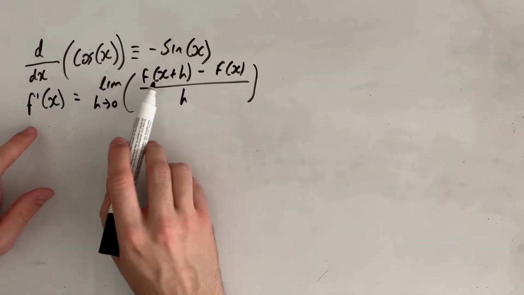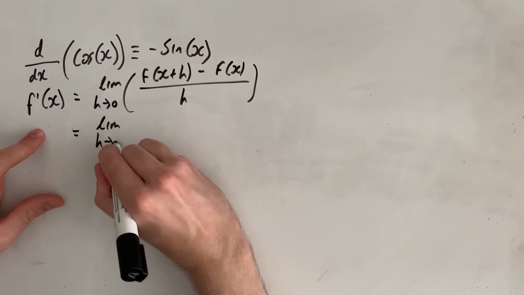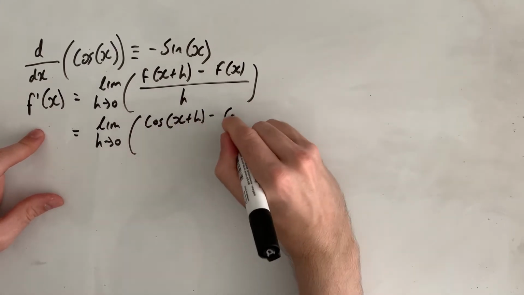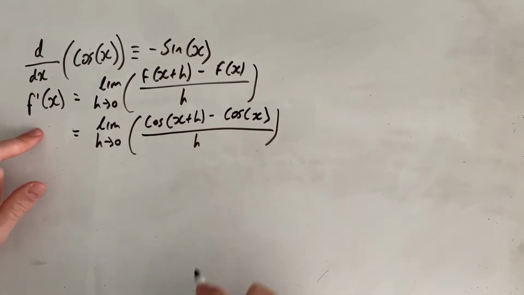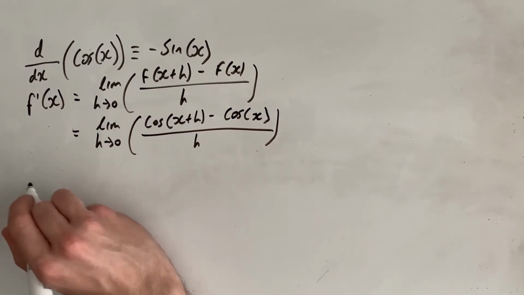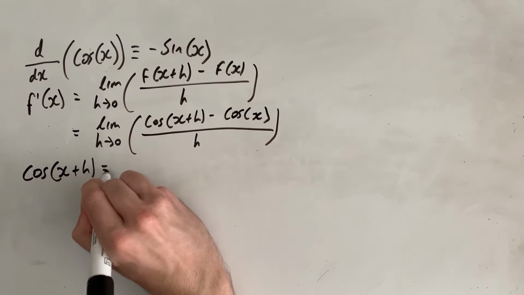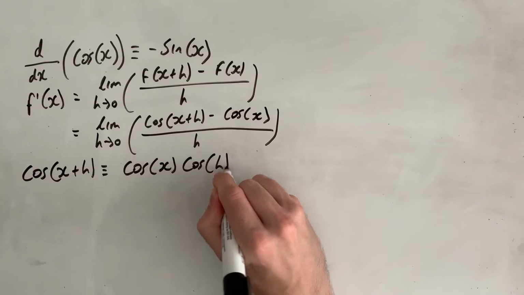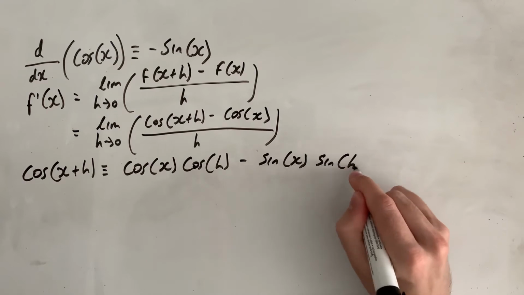Recalling that our function is cos x, we can rewrite this as the limit as h tends towards 0 of cosine of x plus h minus cosine x, divided by h. Now this cosine of x plus h term can look rather intimidating, but we recall that using the double angle theorem, cos of x plus h is defined as cos x cos h minus sine x sine h.